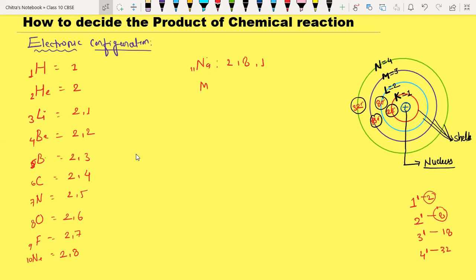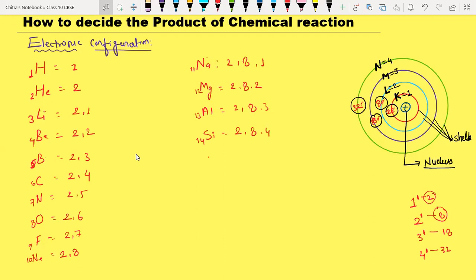After sodium, we have magnesium. Its atomic number is 12, so 2, 8, 2. Then we have aluminium, atomic number 13, so its electronic configuration will be 2, 8, 3. Silicon has atomic number 14, so its electronic configuration will be 2, 8, 4.